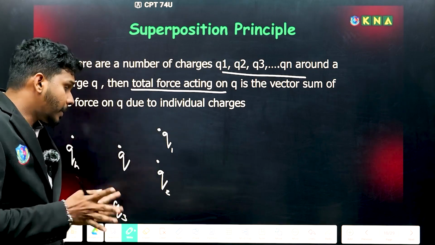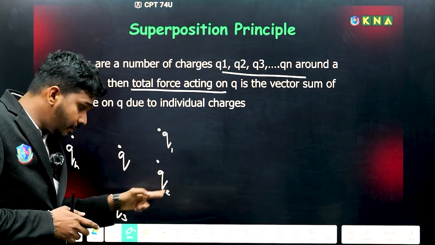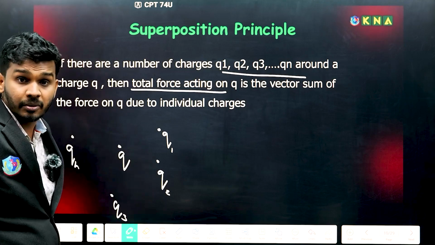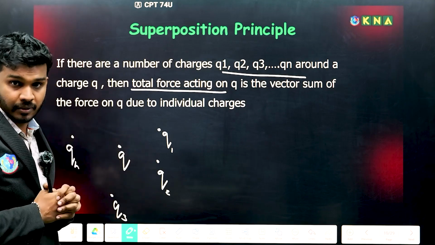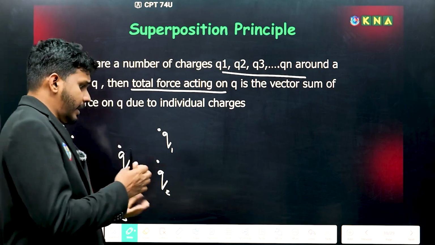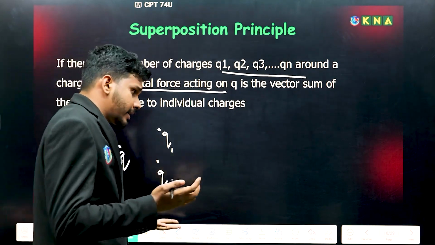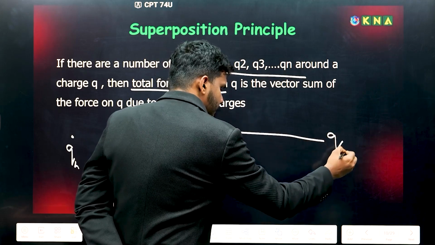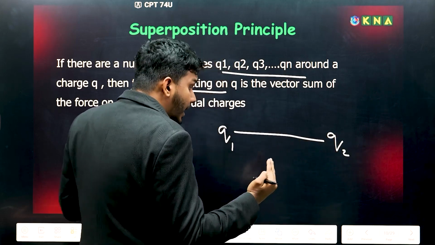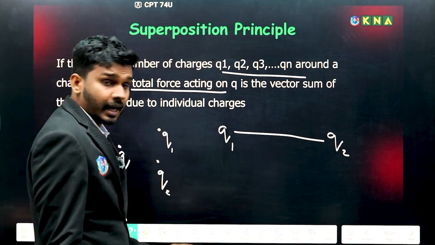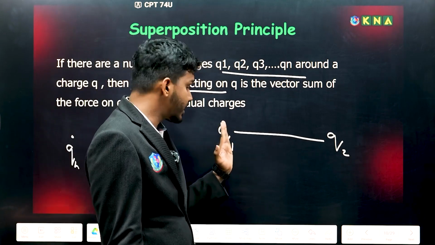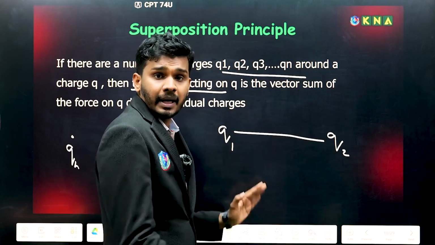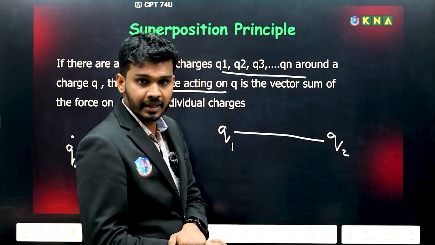Superposition principle states that the vector sum of all the forces due to the charges gives the total force. Then how do we find the direction of force? Here q1 is here, q2 is here. If they attract, the force is directed toward the other charge. If they repel, the forces are in opposite directions.